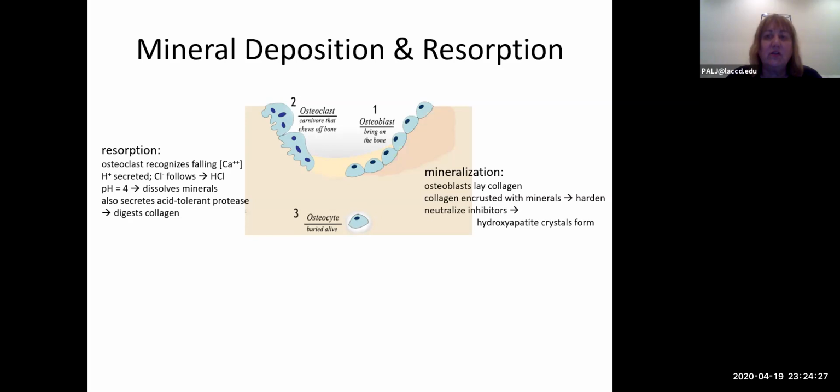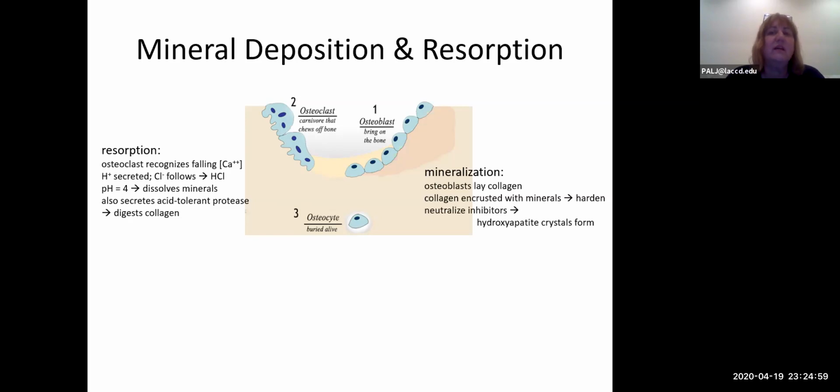And that's what triggers the ruffled edge to secrete hydrogen ions. And then the chloride ion follows it. And that's how you get the hydrochloric acid, the HCl. Now, HCl has a really low pH by itself. It's about 1 or 2, but then when you put it with the osteoid, basically the overall pH is around 4, which is still pretty acidic. And it's acidic enough to dissolve the hydroxyapatite crystals off of the collagen.